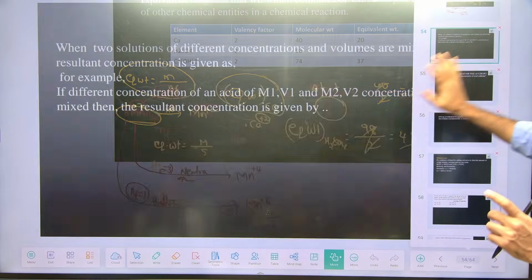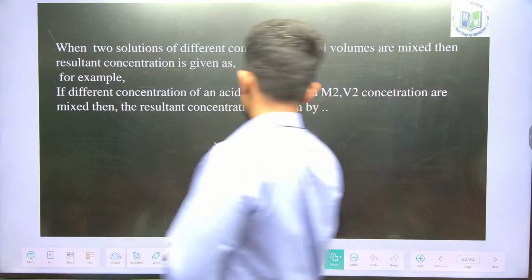Okay. Next one is, see, I have two different solutions. Here one acid is there.